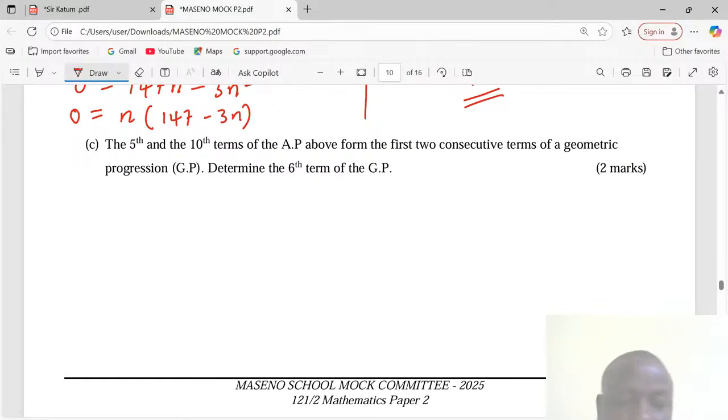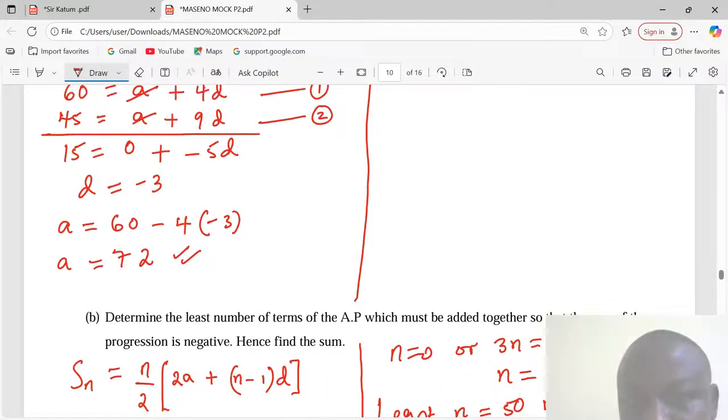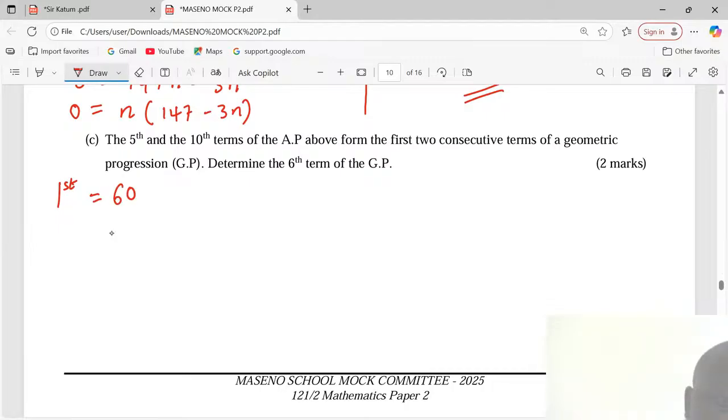Part C. We check part C now. The 50th term and the 10th term of the AP above form the first two consecutive terms of a GP. Determine the 6th term of the GP. What we're supposed to do here is to say the 5th term becomes the first. The 5th term was given as 60, then 45 is the second term.